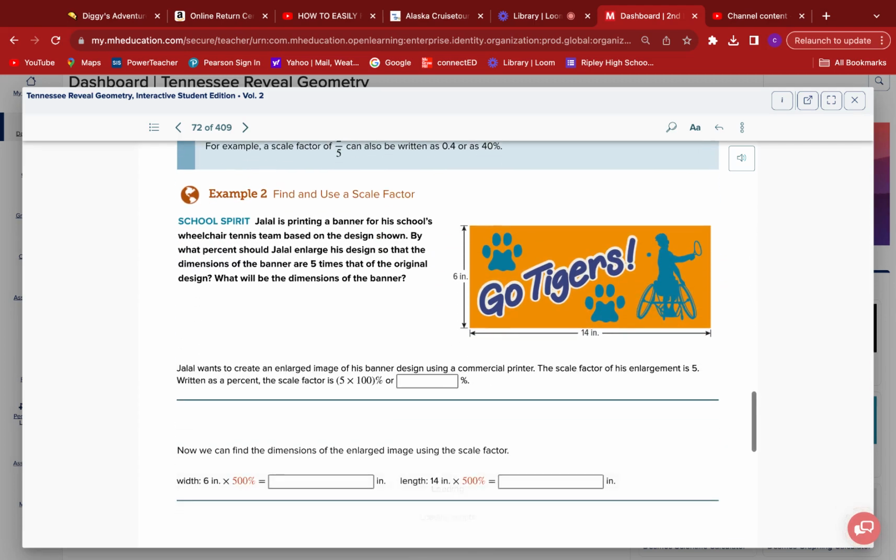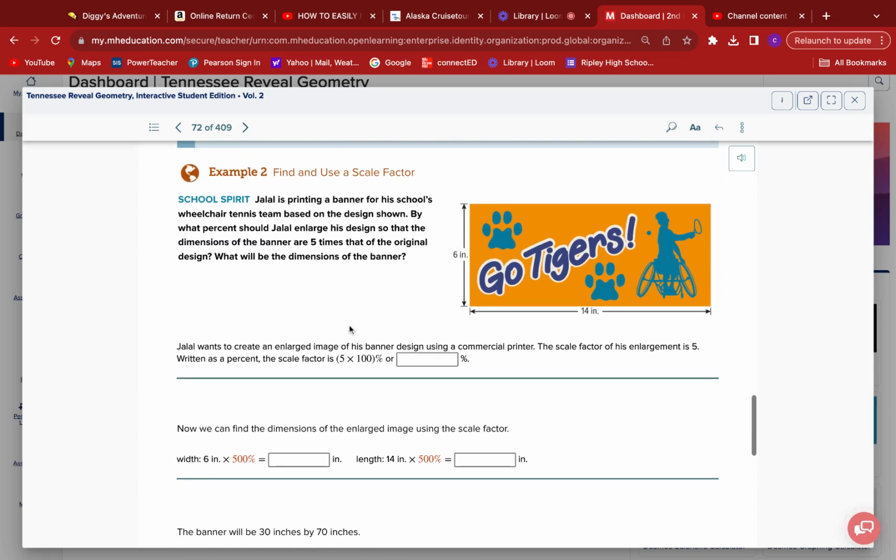All right, example number 2. Says Jalal is printing a banner for his school's wheelchair tennis team based on the design shown. By what percent should he enlarge his design so that the dimensions of the banner are 5 times that of the original design? And what will be the dimensions of the banner?